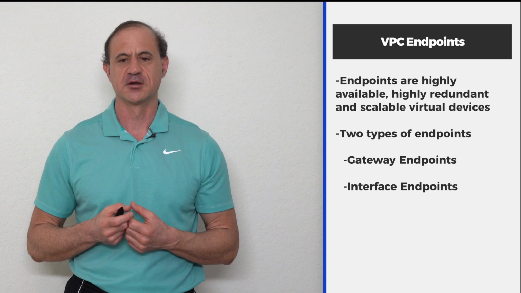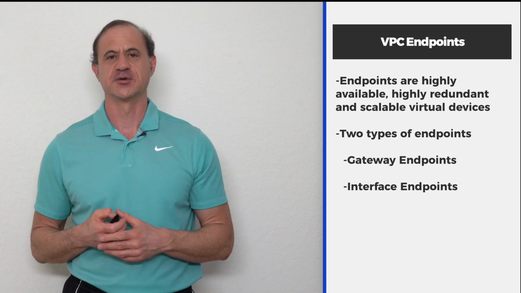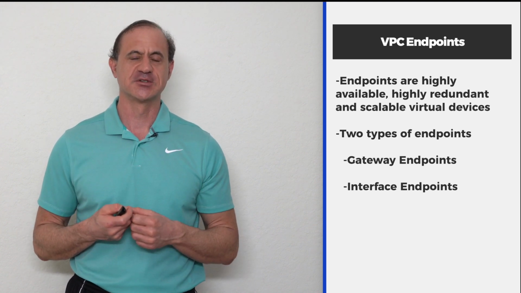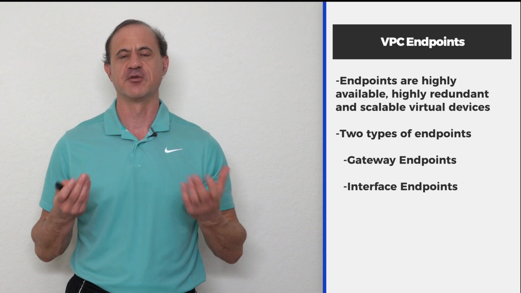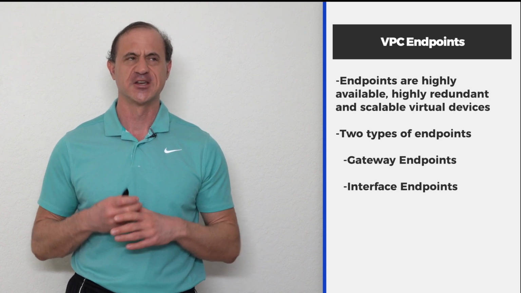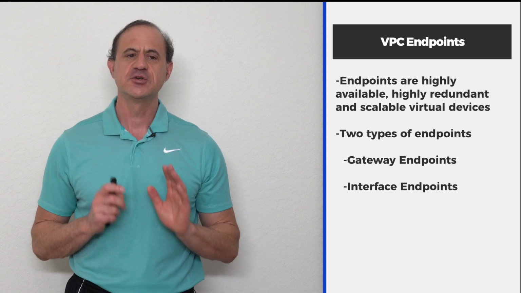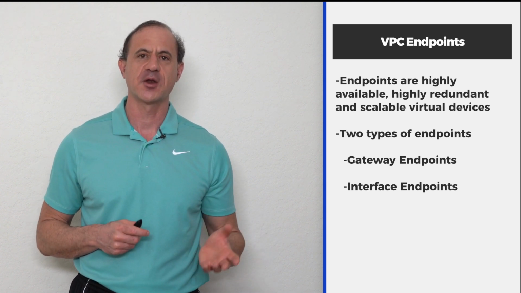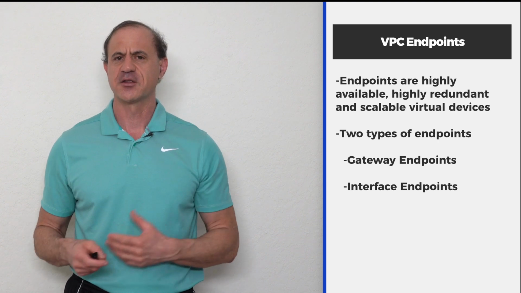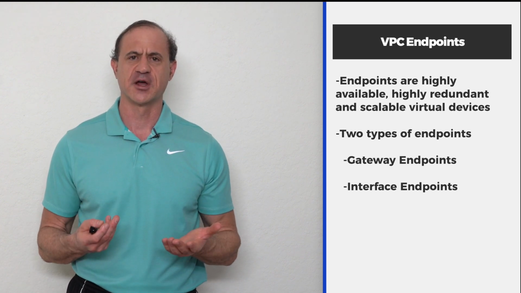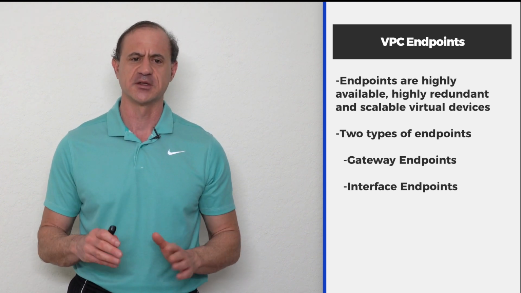So endpoints are going to be these super highly available, highly redundant, scalable entry points into a service. And what happens is there's going to be multiple of these that are going to be redundant. So when you're connecting to an endpoint, it's going to be a logical device that's going to be highly reliable. And there's two kinds of endpoints, and they're going to be gateway endpoints and interface endpoints. And they're somewhat different, and there's a lot of confusion around them. So that's why we did this. We're going to explain this very clearly to you.